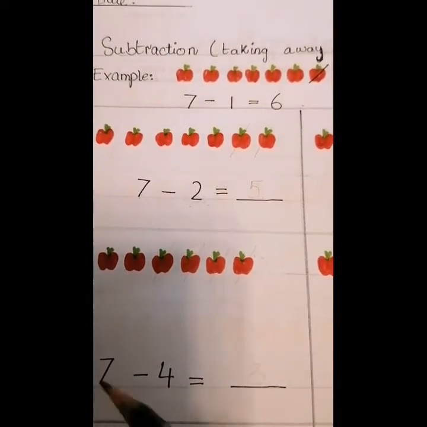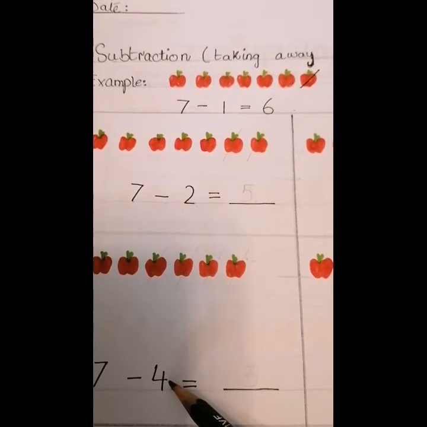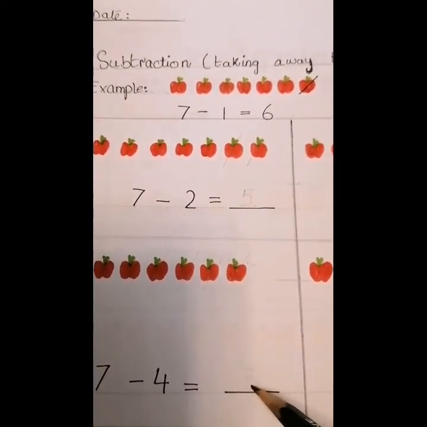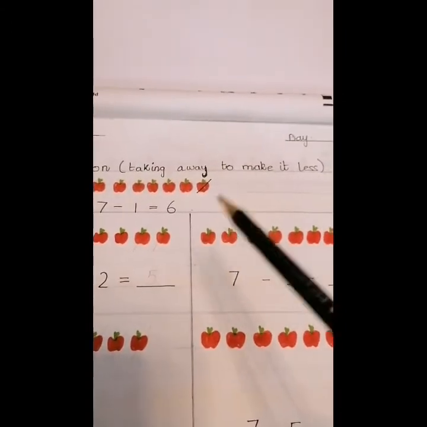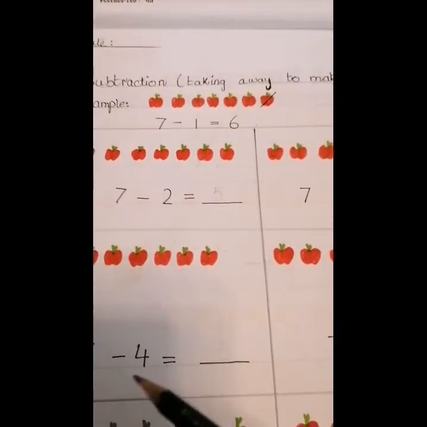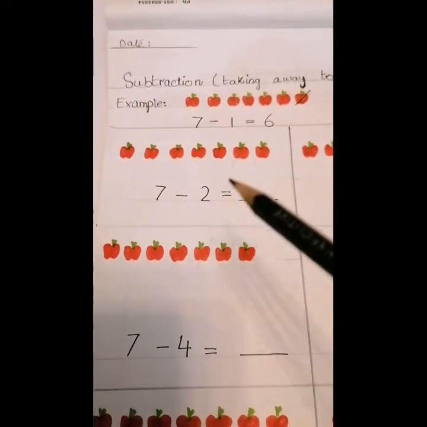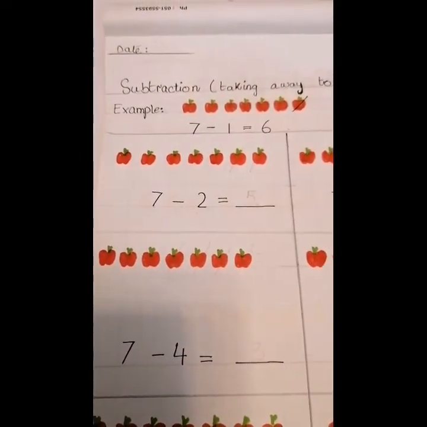So we had 7 apples. We take away 4 apples and we are left with 3 apples. So, taking away to make it less. We are taking away. Subtraction means taking away to make things lesser.